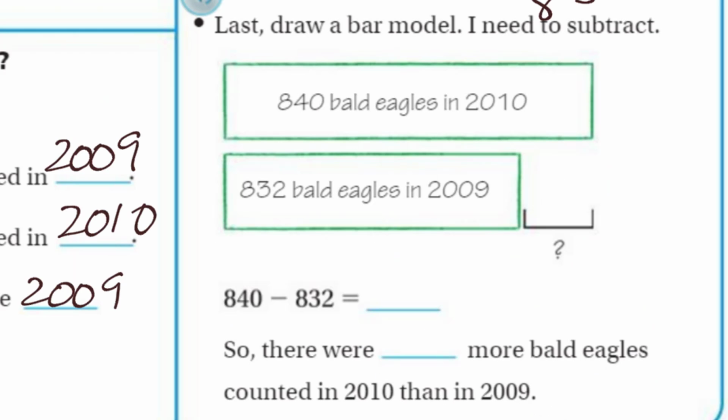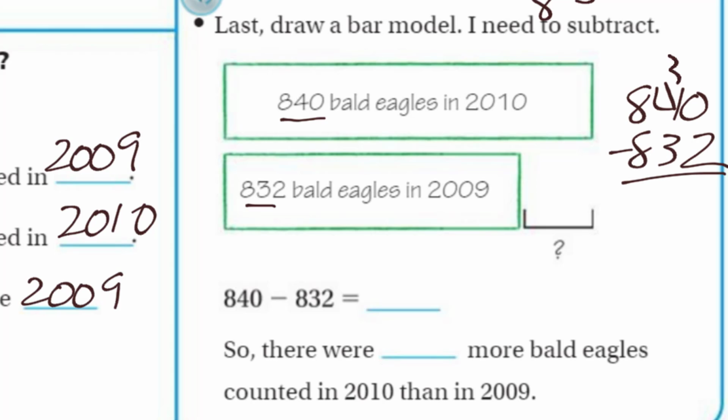Last, draw a bar model. I need to subtract. And you can see this bar model is a little bit longer than this one because there's more bald eagles. So you can see that this right here represents the difference. Taking 840, which you really don't have to do, you could probably do mentally. Okay, the difference is going to be 8, of course. So 8 fits in that nice little space. So that is going to equal 8 eagles. So there were 8 more bald eagles counted in 2010 than in 2009, which to me, I don't know about eagle count, but that seems like just a slight increase, not a lot.